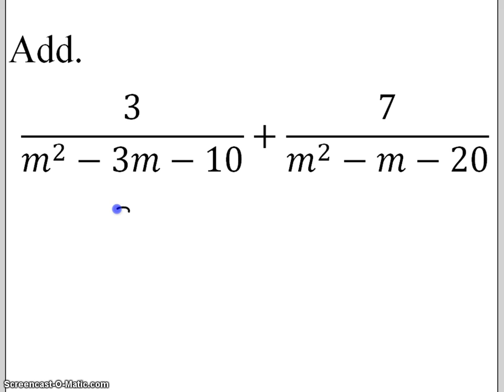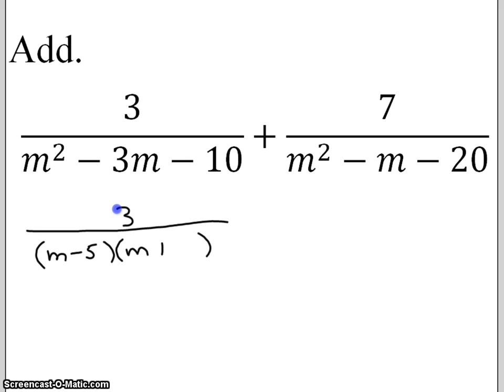So our numerator stays the same. M squared minus 3m minus 10. That's a trinomial. Leading coefficient is 1, so we can go right to this. We need to find two numbers that multiply to be negative 10 and add to be negative 3. That would be negative 5 and positive 2. Okay, so you write it like that. Now bring your plus sign. The 7 stays the way it is.